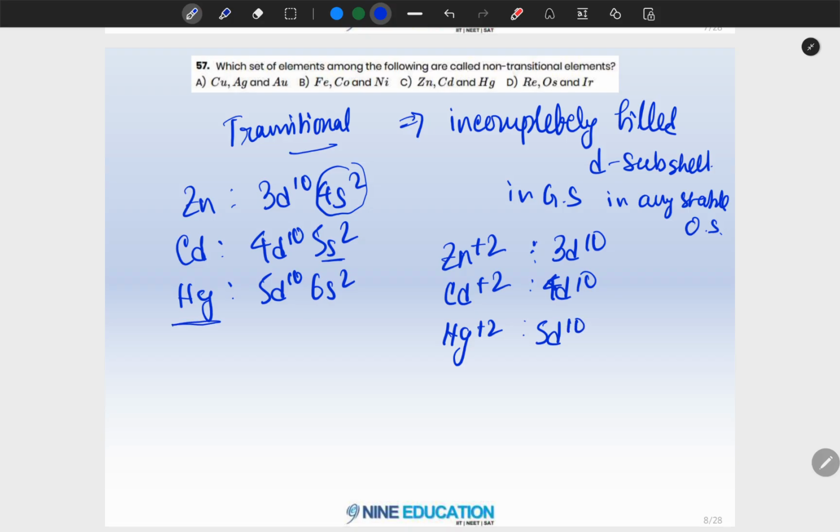So neither in the ground state nor in their stable oxidation state are we able to see an incompletely filled d subshell. That's why these are actually the non-transitional elements. So option C is the correct answer.